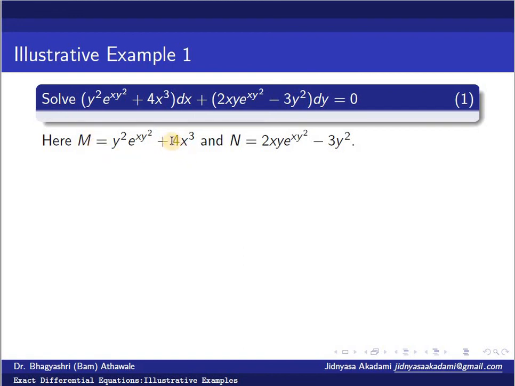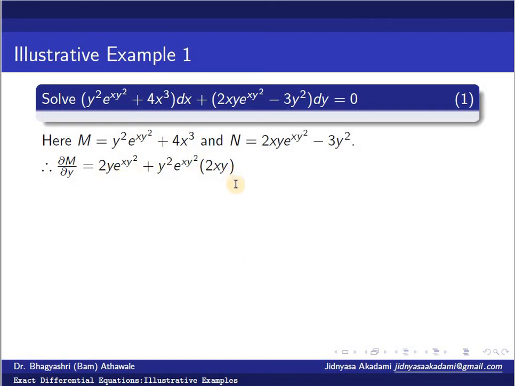Now to show that the differential equation is exact, we have to calculate ∂M/∂y. This 4x cubed is not a function of y, so its derivative with respect to y is 0. But for the first term, there is a product of two functions of y, so we have to use the product rule. So ∂M/∂y is e raised to xy squared as it is, into the derivative of y squared, which is 2y, plus y squared as it is, into the derivative of the exponential function, which is the function itself into the derivative of the index. That partial derivative of xy squared with respect to y is 2xy.